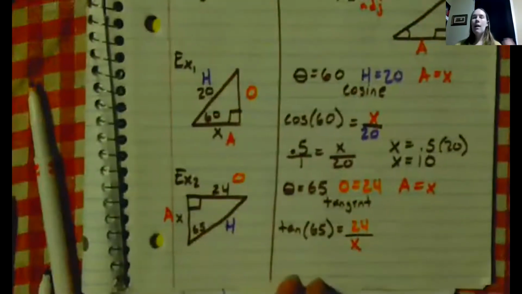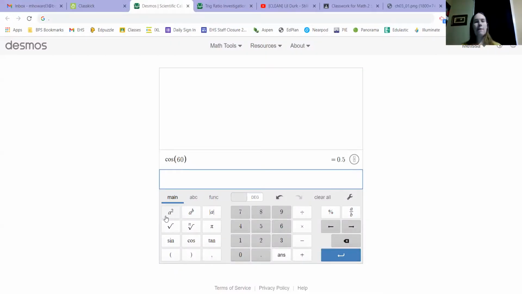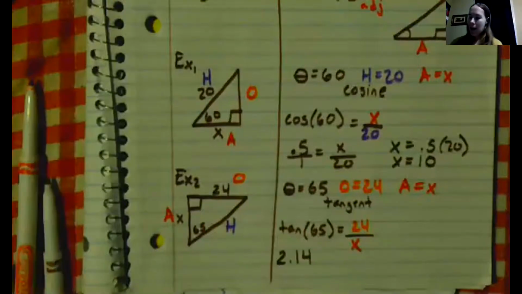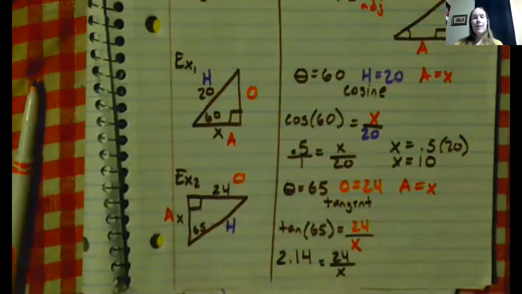Again, instead of looking at our trig table, we can now use Desmos. So I'm going to go back to my Desmos calculator, and I'm going to figure this out. So I'm working with the tangent of 65, and it gives me this really long number. You don't have to write that entire number down. You can just write 2.14. We can use 2 decimal places. We don't need to use all those decimal places. So I go back, I wrote 2.14 equals 24 over x.